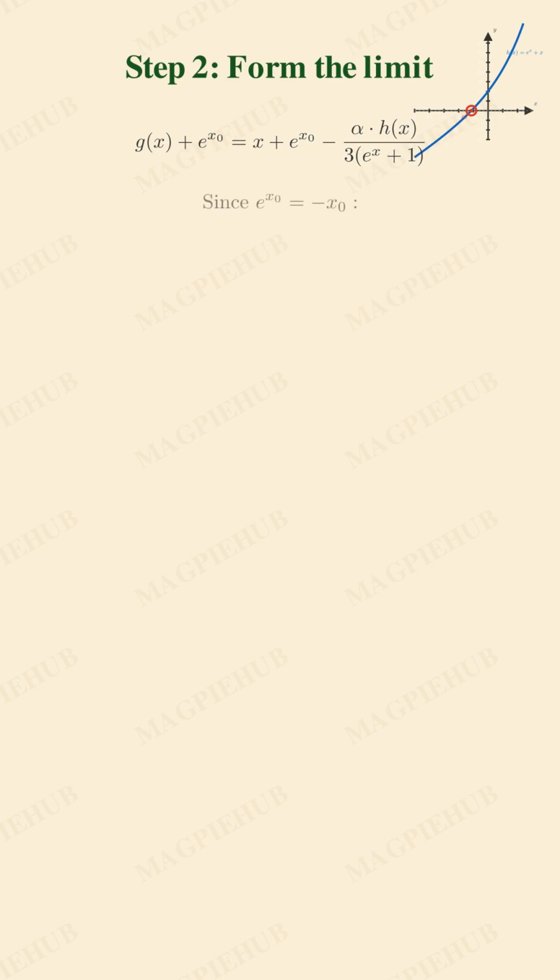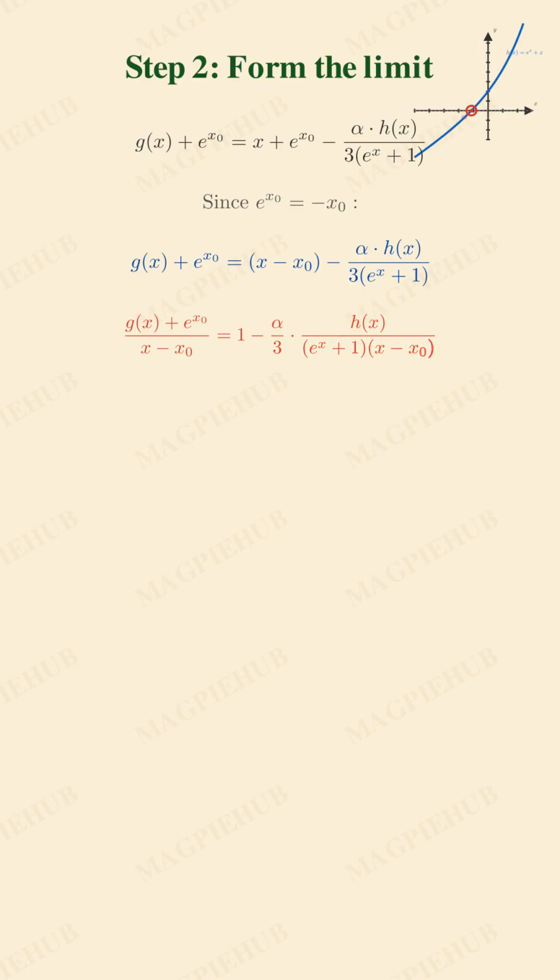Step 2. Now, g of x plus e to the x naught equals x plus e to the x naught minus alpha h of x over 3 times e to the x plus 1. Since e to the x naught equals negative x naught, this becomes x minus x naught minus alpha h of x over 3 times e to the x plus 1. Dividing both sides by x minus x naught, we get 1 minus alpha over 3 times h of x over the quantity e to the x plus 1 times x minus x naught.